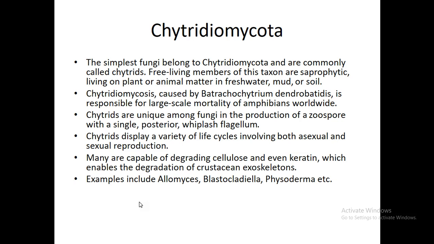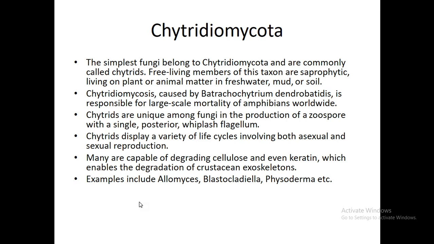Some of them are also parasitic, and the parasitic chytrids infect aquatic plants and animals, including insects. Chytridiomycosis, which is caused by Batrachochytrium dendrobatidis, is responsible for large-scale mortality of amphibians worldwide. For some animals, this condition may be mild, but this fungus has caused rapid infection in 110 species of harlequin frogs, which are native to tropical America. And in some cases, they have caused extinction.